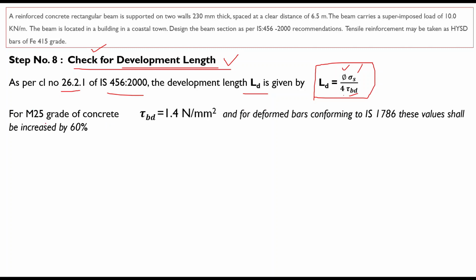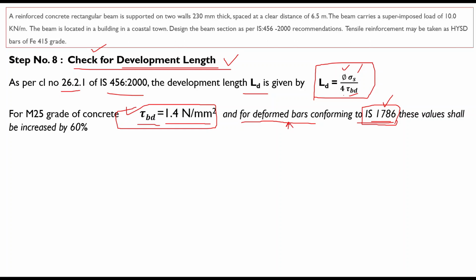For M25 grade of concrete, this tau Vd, that is the bond strength of the steel with the concrete, is 1.4 Newton per mm square. But it is mentioned in the code that if you are providing deformed bars, because this value 1.4 is only for plain steel bar, but we are providing high strength deformed bars, for deformed bars which conform to IS 1786, and whenever we obtain any deformed bar in the market, that is manufactured based on the guideline in 1786. So instead of plain bar, we are providing deformed bars.